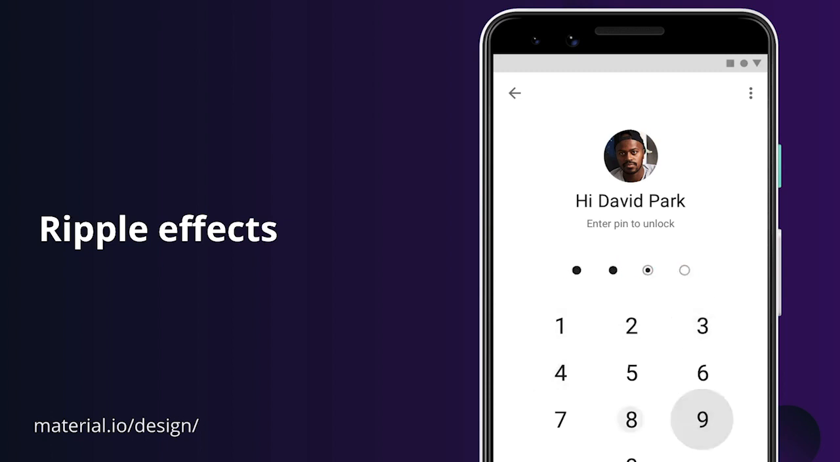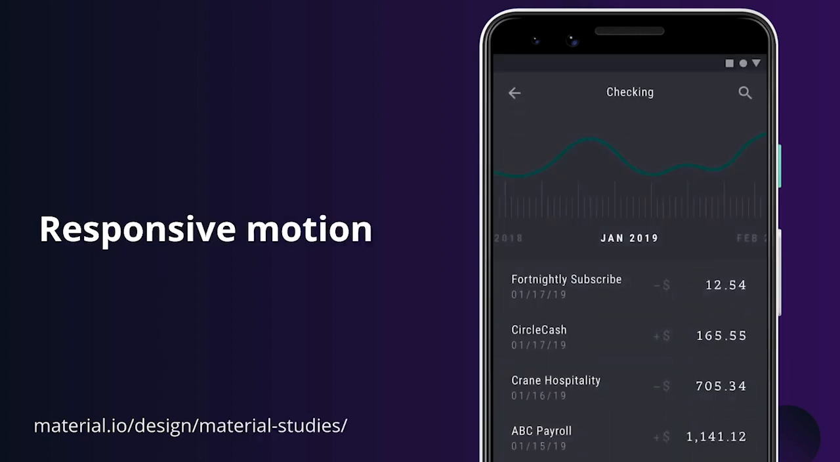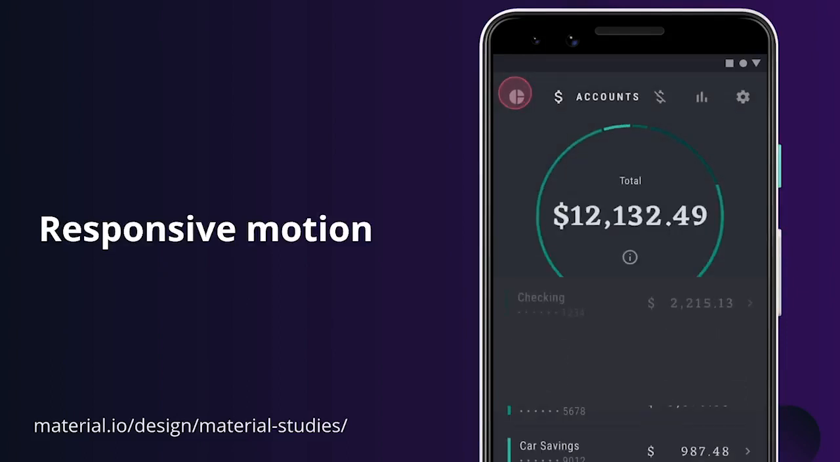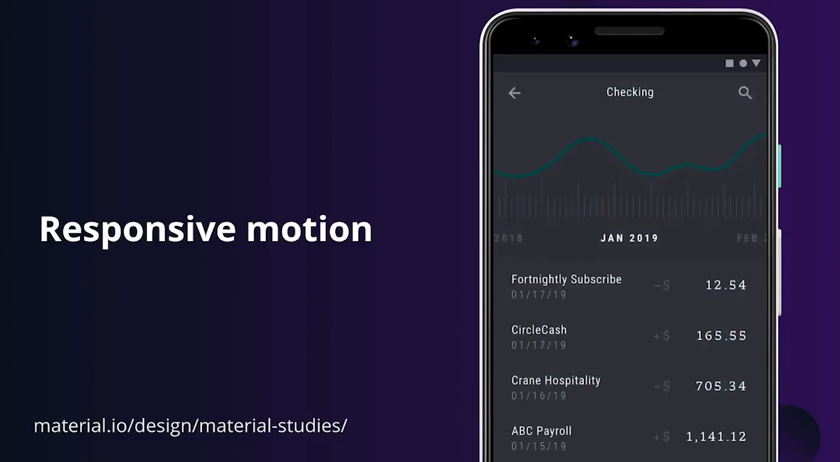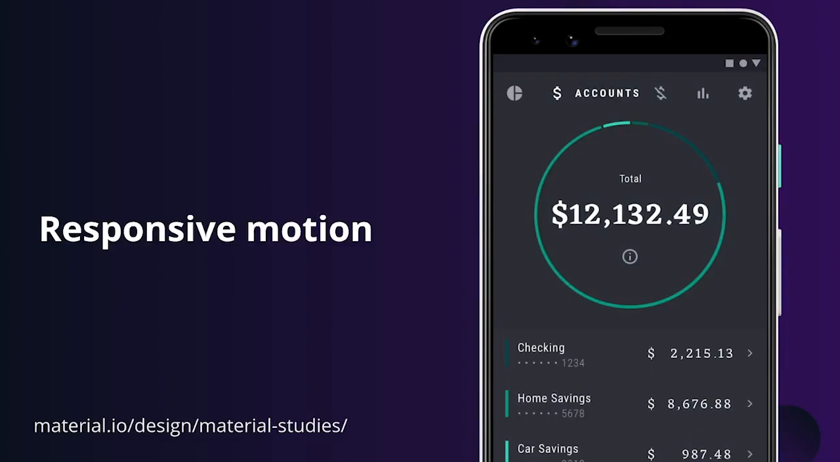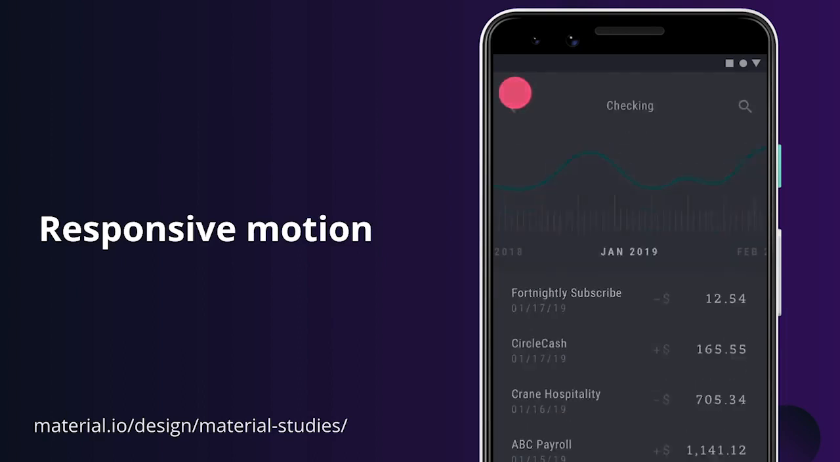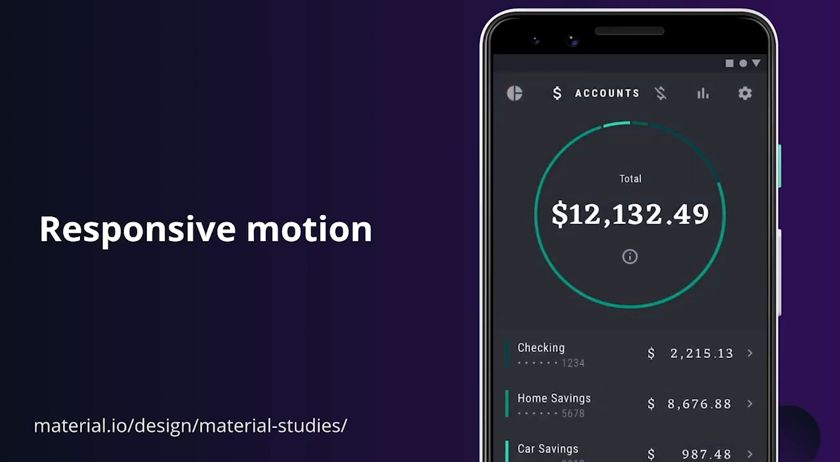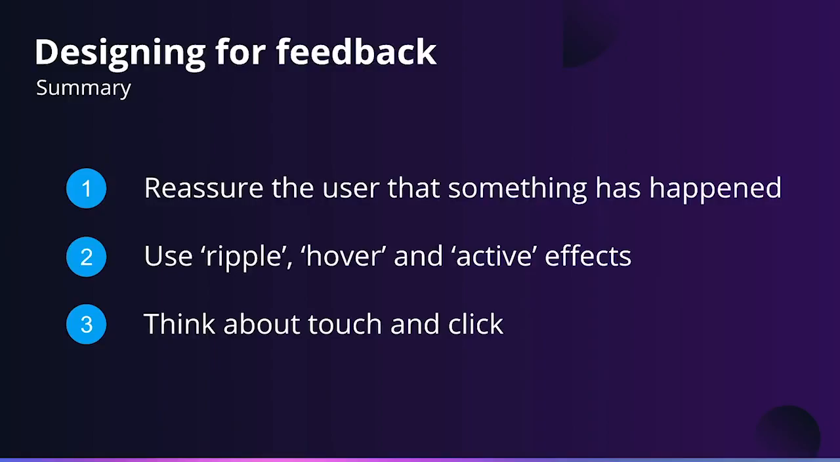And then you may have other UI elements which reaffirm to the user something that's actually going on. Responsive motion: when a user taps an element, the whole thing animates and shows that the area they've tapped on is now the focus in the UI. This can also help show a loading state to reaffirm to the user that something is going on and it's about to actually load. So when thinking about feedback, you want to make sure that you're reassuring the user that something has happened. You want to use ripple, hover, and active effects to, again, reaffirm that something is going on.